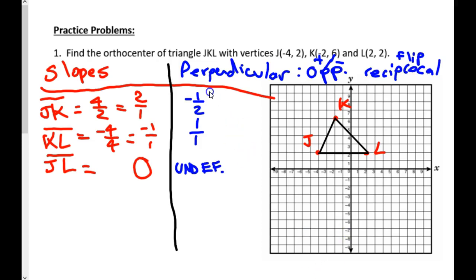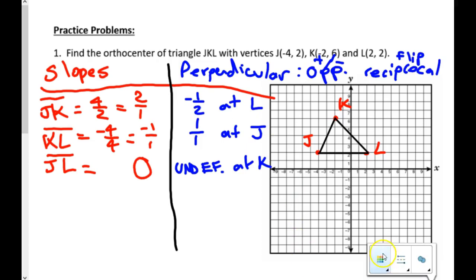So now here's what we're going to do. I'm going to use this perpendicular slope at the missing vertex. So JK, what's the other vertex besides JK? L. So for KL, what's the missing vertex? J. And for JL, the missing vertex is K. So all you got to do now is make lines with this slope at this point. And I'm going to show you how it's done. This is how we do it.